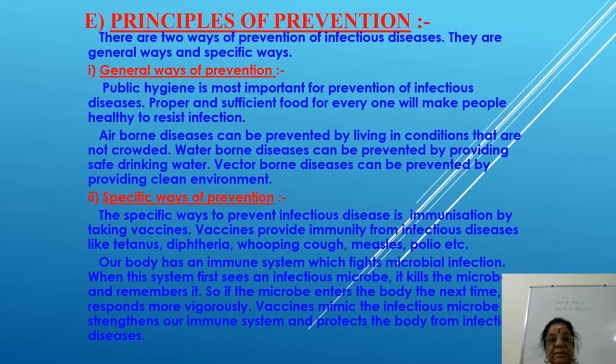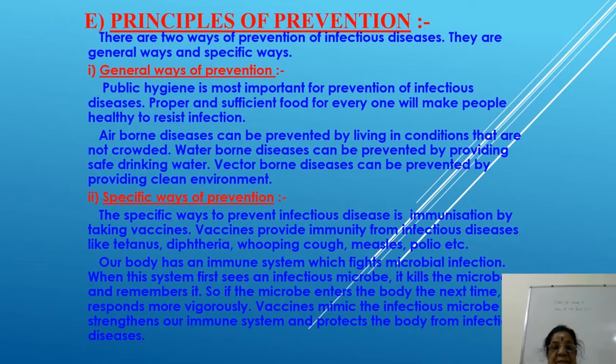Then the specific way to prevent infectious diseases is immunization by taking a vaccine. Vaccines provide immunity against infectious diseases like tetanus, diphtheria, whooping cough, measles, polio, etc. Our body has an immune system which fights microbial infection. When this system first sees an infectious microbe, it kills the microbe. Antigen and antibody next: if the microbe enters the body the next time, the body responds more vigorously.